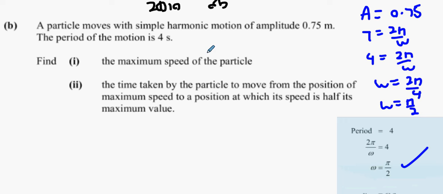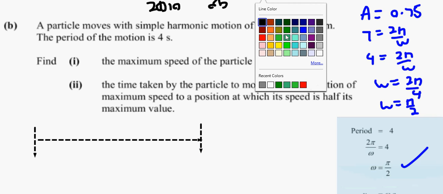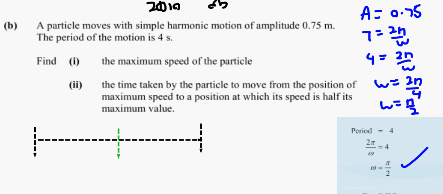Find the maximum speed of the particle. Once again, I will draw myself a nice little diagram. I'm a visual person. So, what I'm thinking is, it has an amplitude of 0.75 and its maximum velocity is when its x value is at 0. So that's where your Vmax occurs.